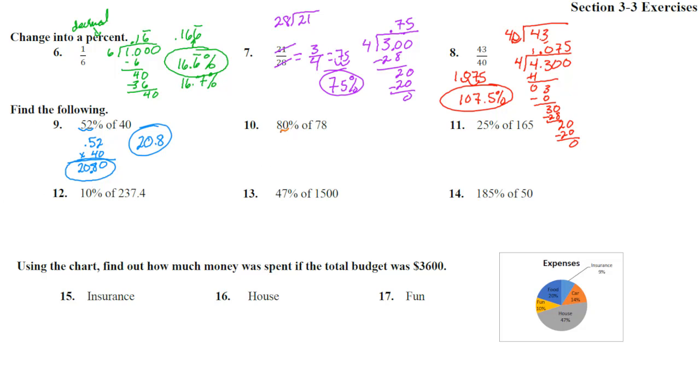Number 10, 80%, so 1, 2, that's 0.8 of is times 78. So I'm going to put the 78 on top times 0.8. 8 times 8 is 64. 8 times 7 is 56, plus 6 is 62. And we have 1 decimal place here. 62.4. Yeah, that kind of makes sense. You would expect something in the 60s to give you a B out of 78 total problems. All right, number 11.